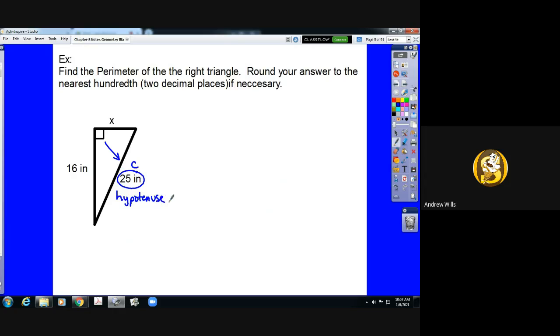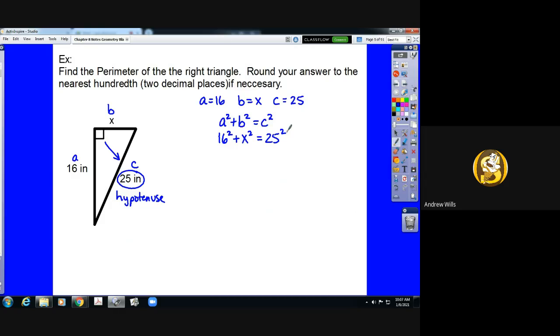So 25 is the hypotenuse. The other two sides, 16 and X, are your legs. Those are A and B. So in this case, I have A is 16 inches, B is X, which is in inches, and C is 25 inches. Set up and solve the Pythagorean theorem to solve for X. So 16 squared plus X squared equals 25 squared.